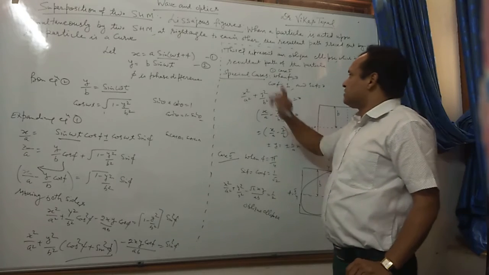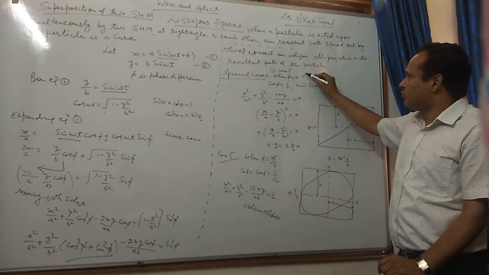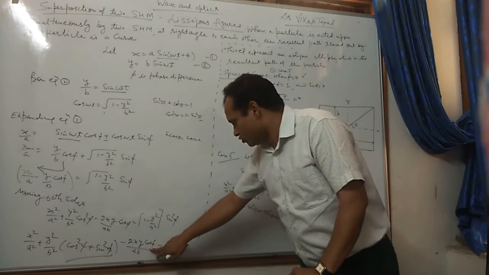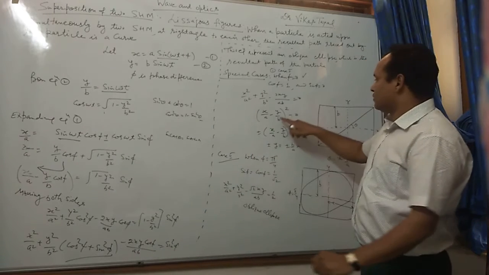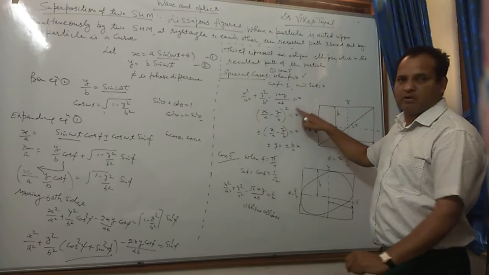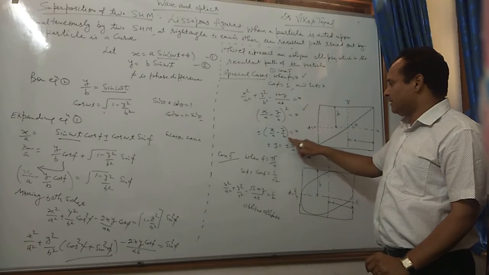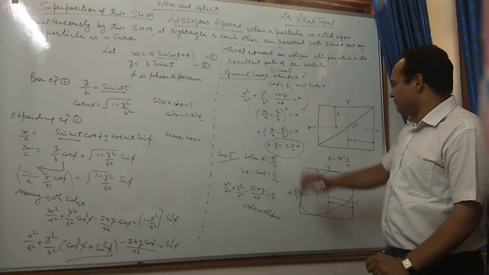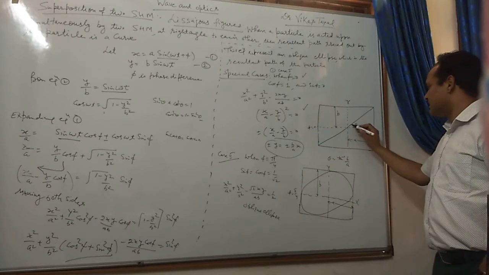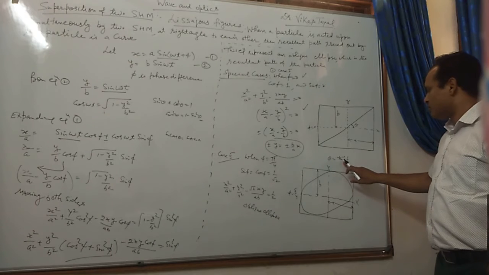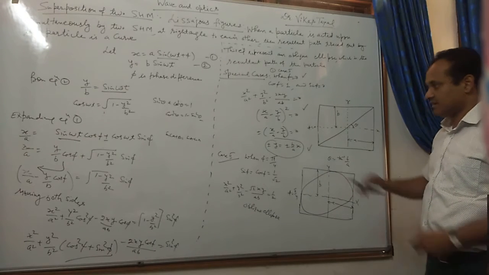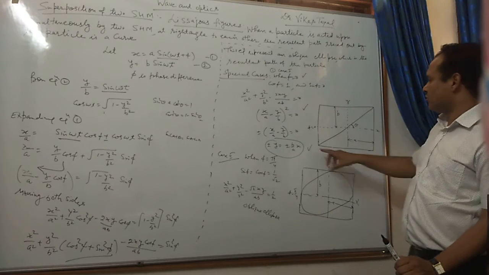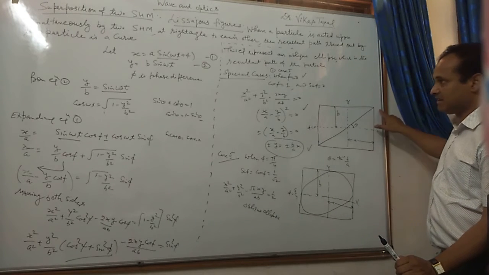Now we get the special cases. Case 1: when φ = 0, cos φ = 1 and sin φ = 0. The equation reduces to (x/a − y/b)² = 0, so x/a − y/b = 0, that is y = ±(b/a)x. This is the equation of a straight line inclined at an angle θ, where θ = tan⁻¹(b/a). This is the first case: when the two waves are at right angles to each other, the resultant path traced out is a straight line, shown by this line here.